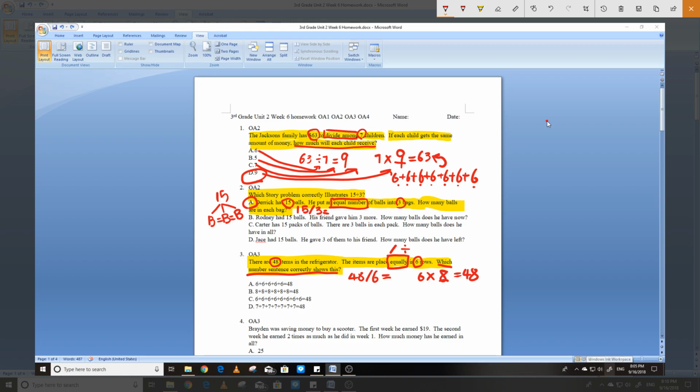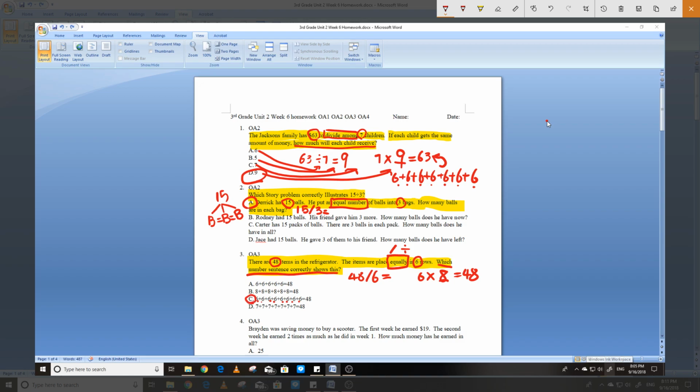Now, we're looking at either add 6 eight times, or 8 plus 8 plus 8, and so on and so forth. So let's take a look here. Which one do we have? The answer choice is C. 1, 2, 3, 4, 5, 6, 7, 8. Okay, this one is correct.